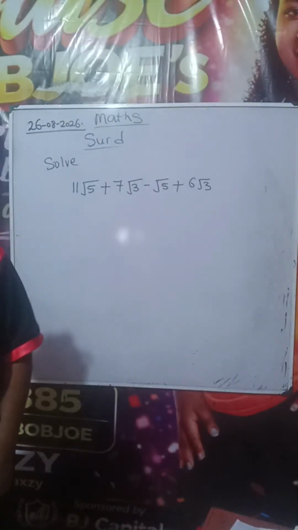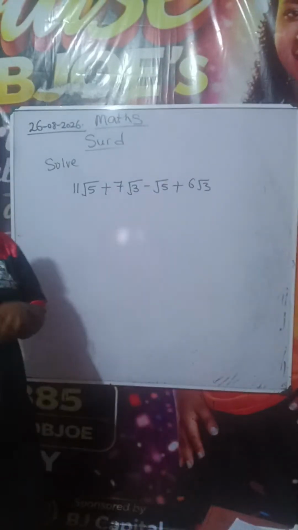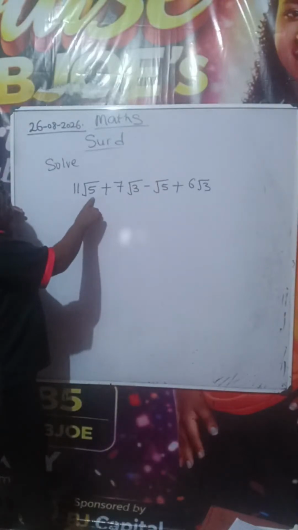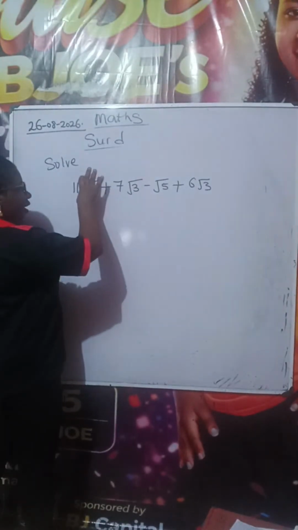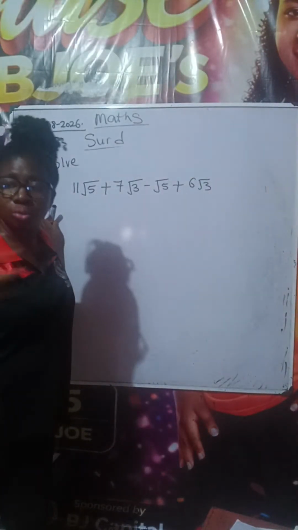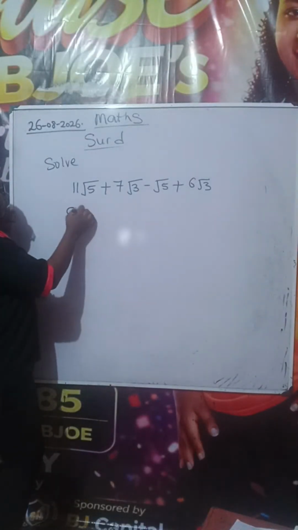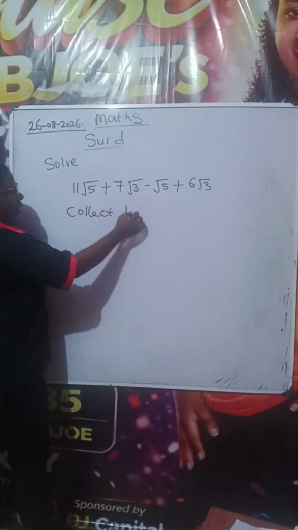Now, when you have something like this, look at it first. You have root 5, you have 5 here, 5 root 5, root 3, root 3. Without being told, all you need to do is collect your like terms. Okay, so we are going to state it here. So we collect like terms.